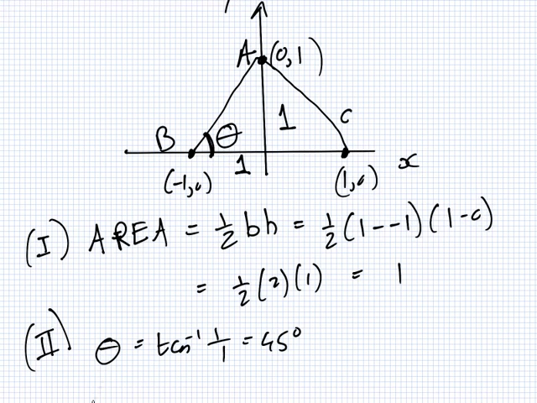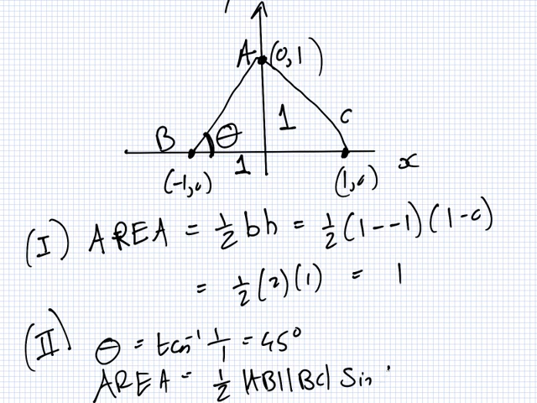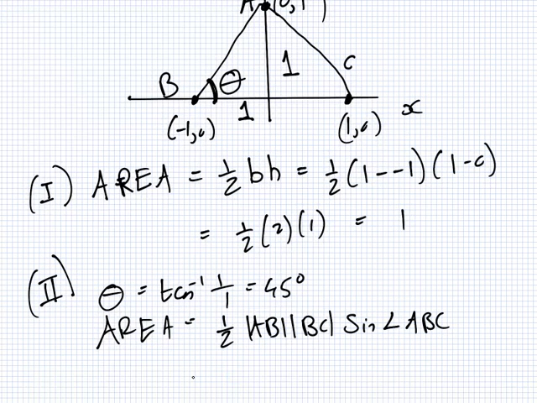And the area is a half AB times BC times sine of the angle ABC. Or you can use different letters like theta and whatever. So that's a half. Now, did we work out this length?